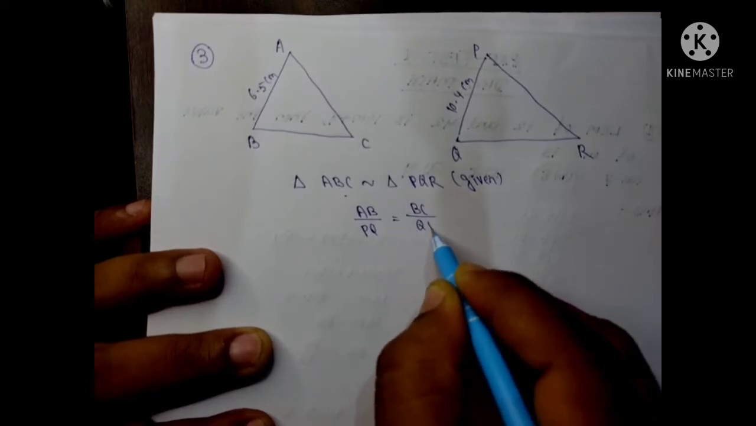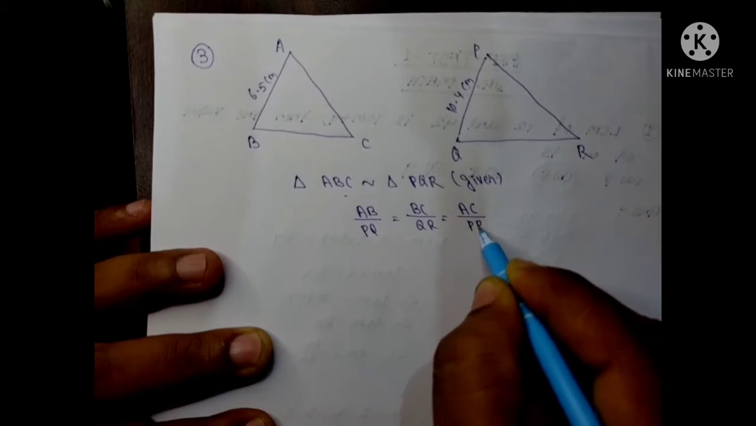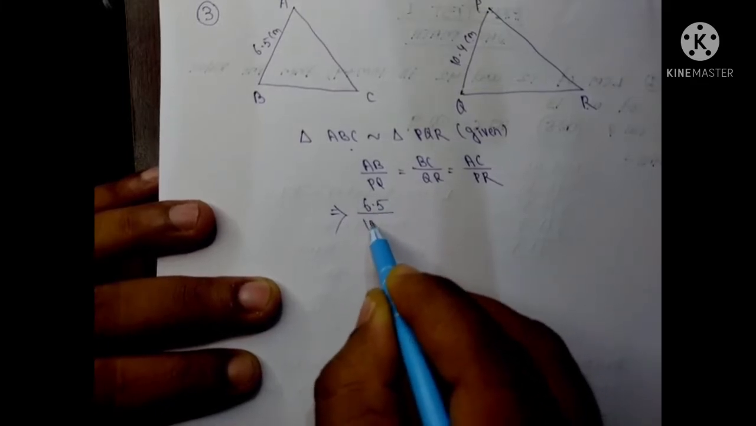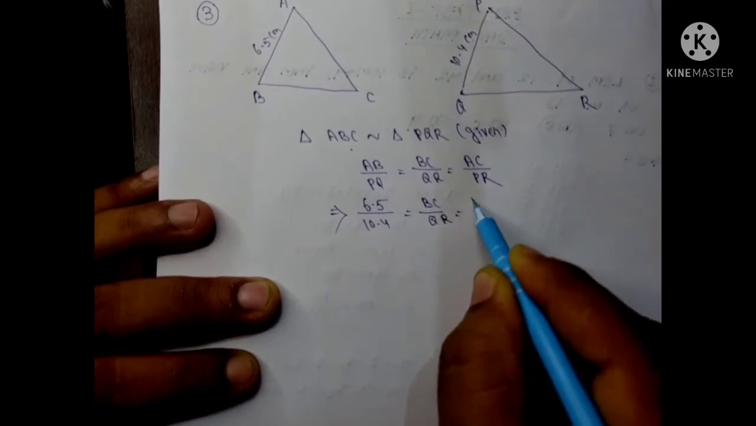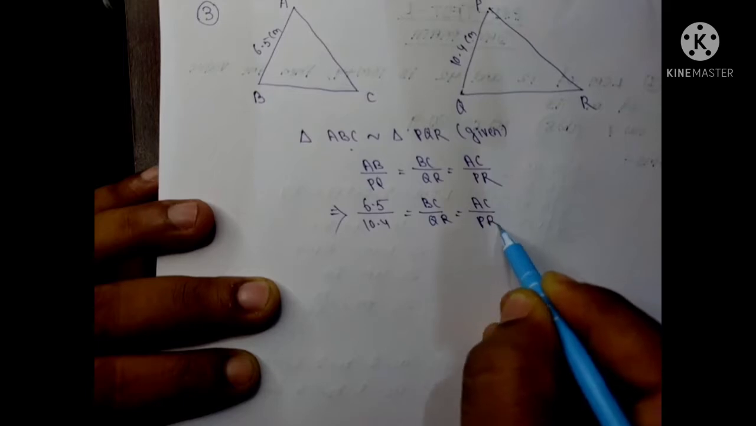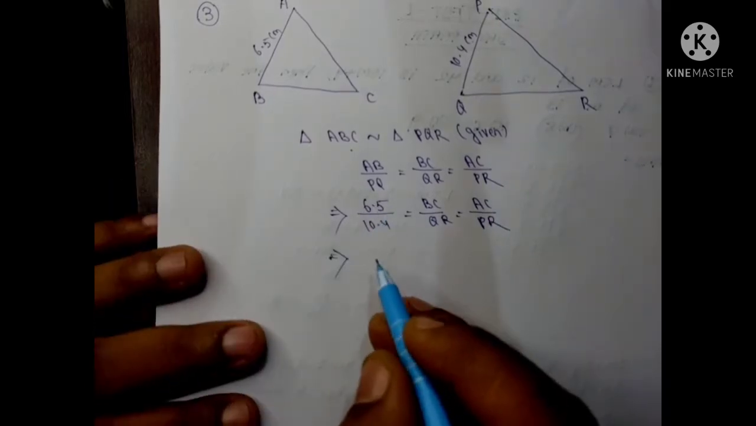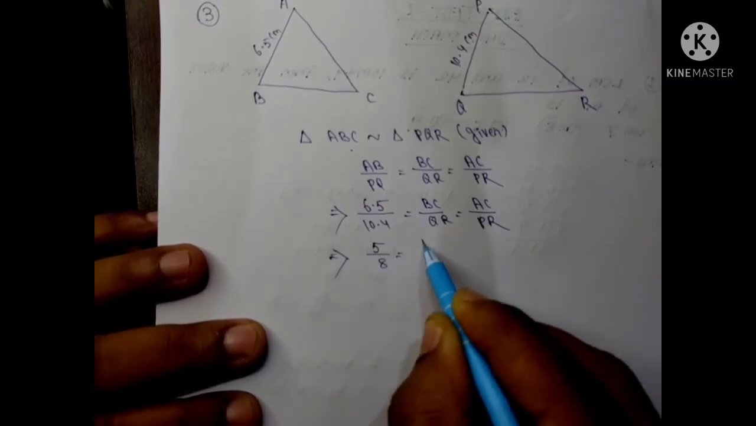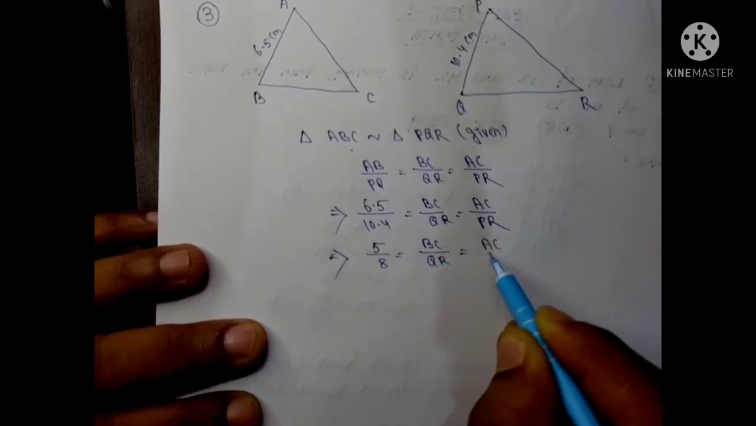That means AB by PQ must be equal to BC by QR equal to AC by PR. Okay, here the value of AB is 6.5 by 10.4, which is equal to BC by QR, which is equal to AC by PR. Dividing 6.5 and 10.4 by 1.3, you get the lowest form, that is 5 by 8 is equal to BC by QR is equal to AC by PR.